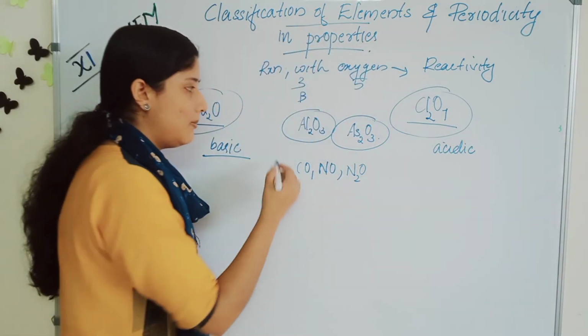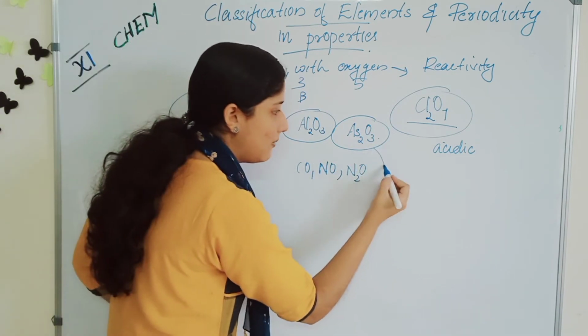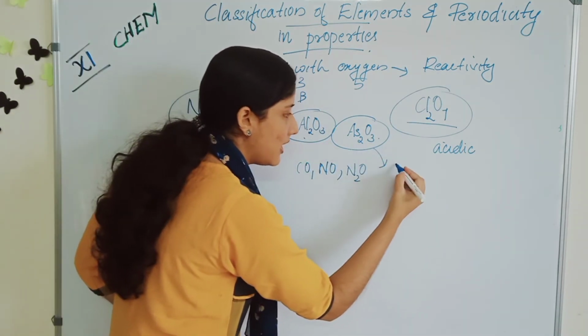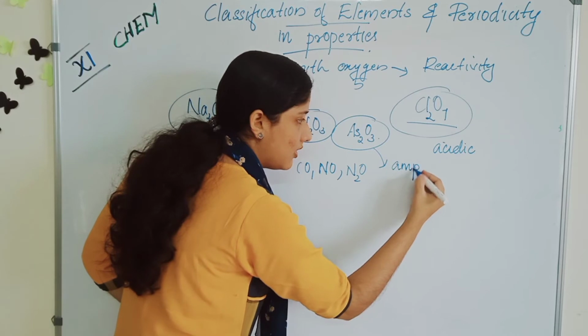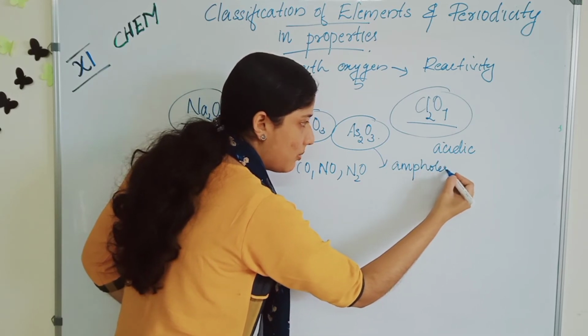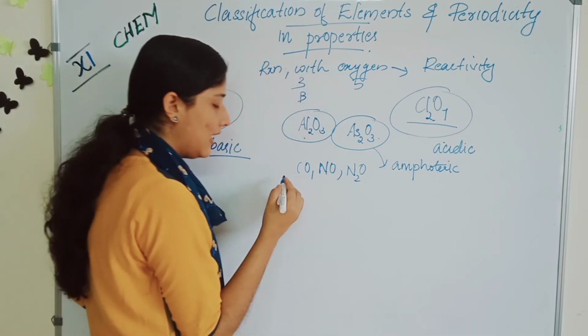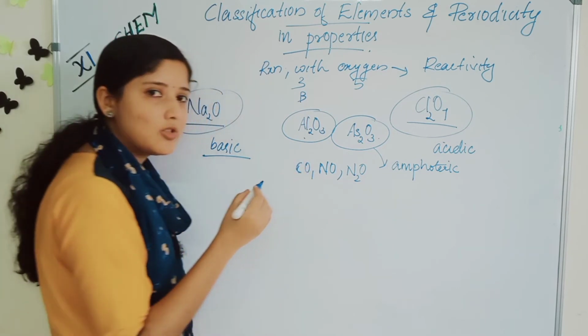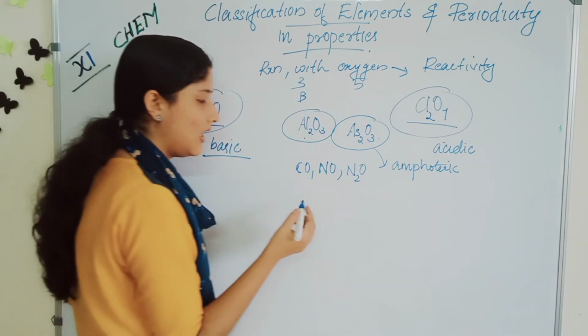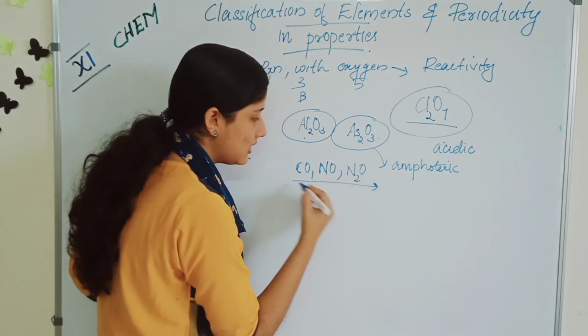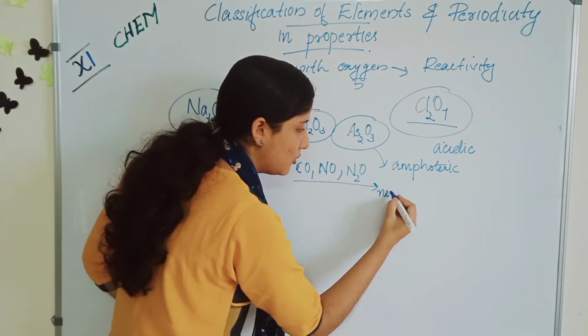The elements in the middle, these two compounds are usually amphoteric. This is a new term probably for you. They are amphoteric, and the other ones, carbon monoxide, nitrogen oxide, N2O, these three compounds are neutral.